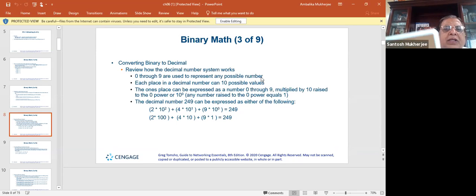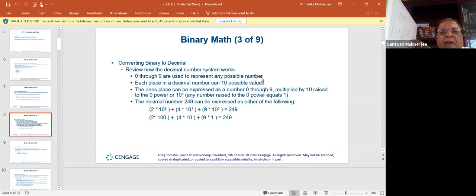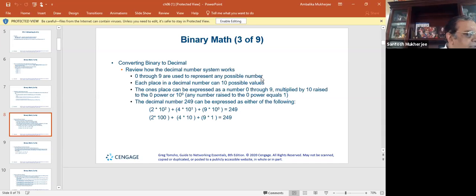So basically what we did is we tried to represent the whole number with powers of 10. So 2 into 10 to the power 2 is equal to 200, 4 into 10 to the power 1 is equal to 40, 9 into 10 to the power 0 is equal to 9. So the total is 249. So we represent 249 with powers of 10, and it says 249. Whenever we convert binary to decimal, powers have to be used.